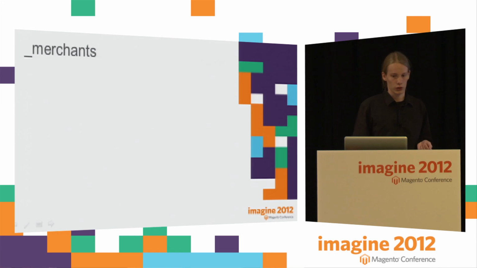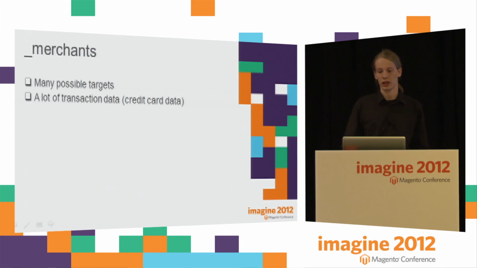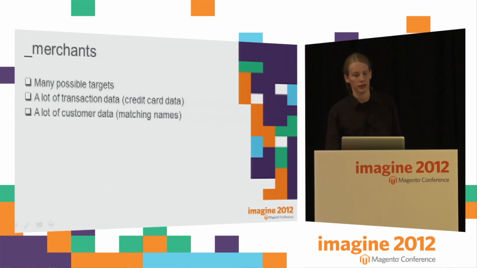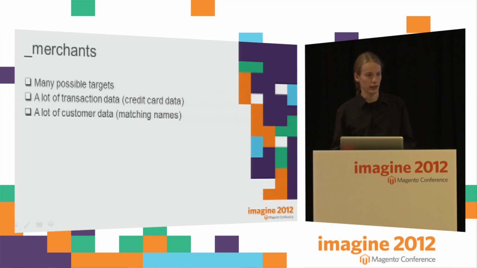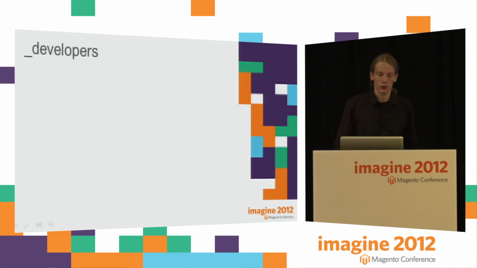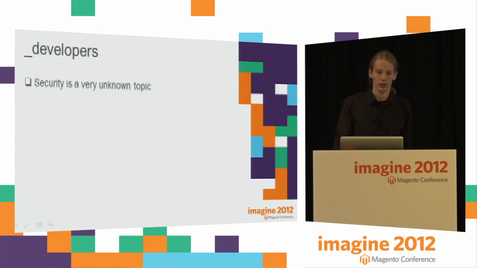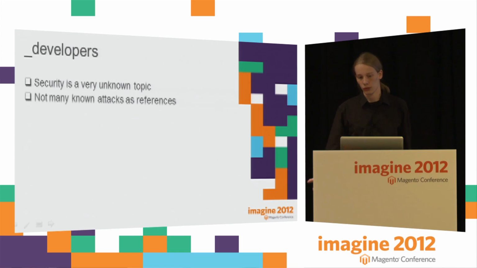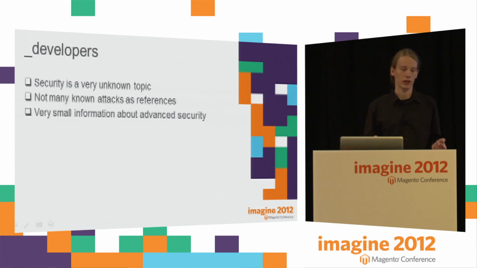So we have also a lot of merchants, which results in many possible targets, a lot of transaction data like credit card data, and also a lot of customer data like the matching names for the credit cards, the addresses, enough to fake identities, enough to fake transactions or steal credit cards. And also we have a lot of developers, as I see. But the problem is security is a very unknown topic in the developer scene. First, we don't have many attacks as references. And there is also very little information about more advanced security than just MySQL injection or cross-site scripting.